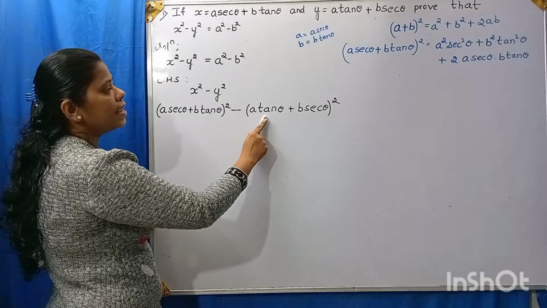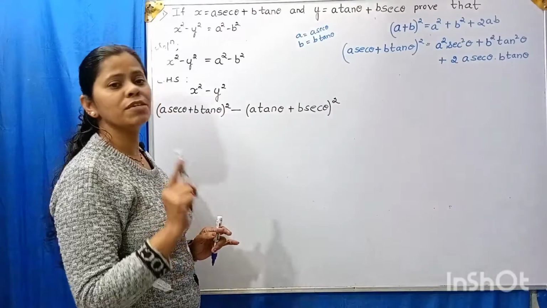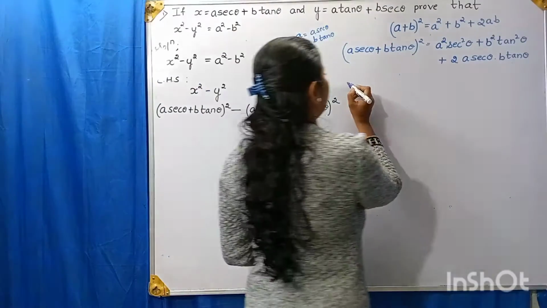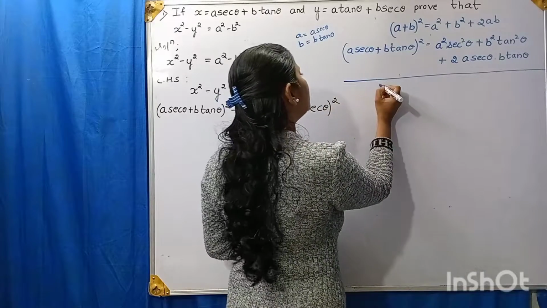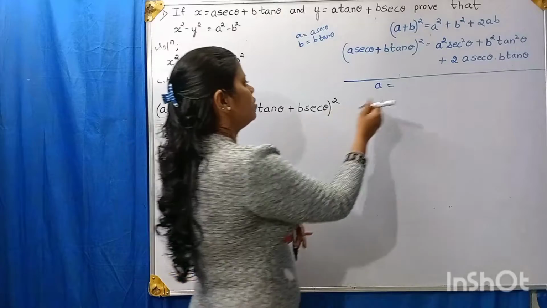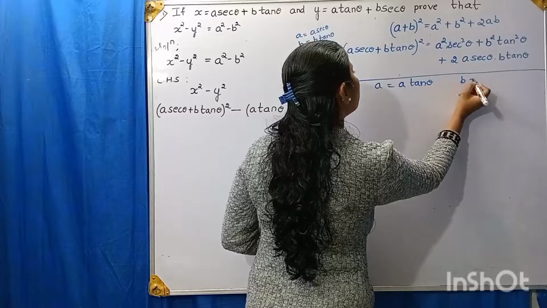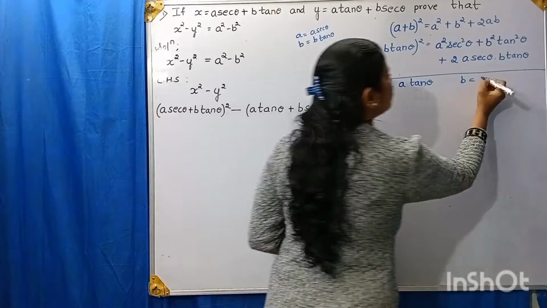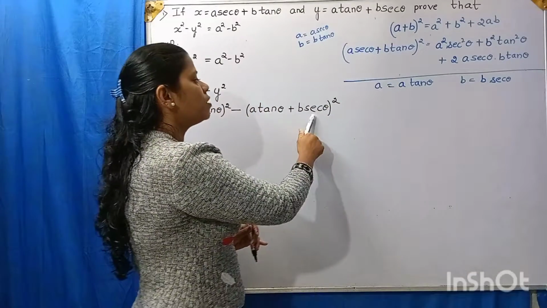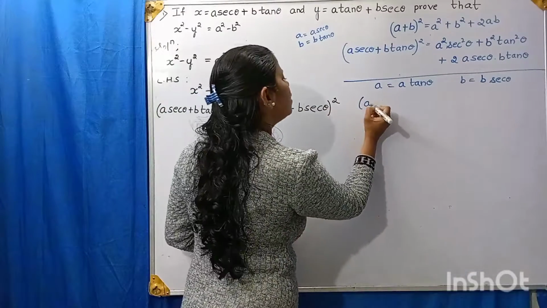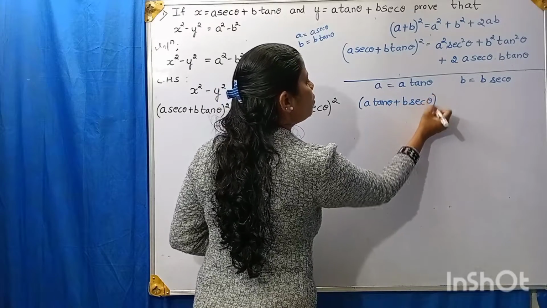And a tan theta plus b secant theta, the whole square. That is also in the form of a plus b the whole square, right? But here a means what? A tan theta. B means what? B secant theta. Therefore, a tan theta plus b secant theta the whole square.